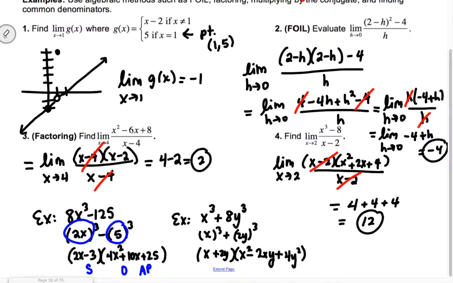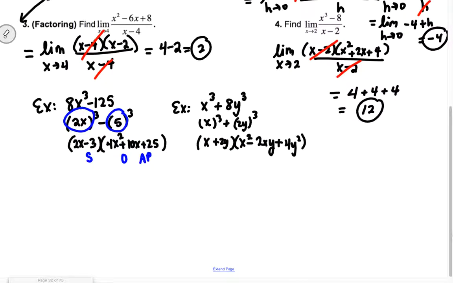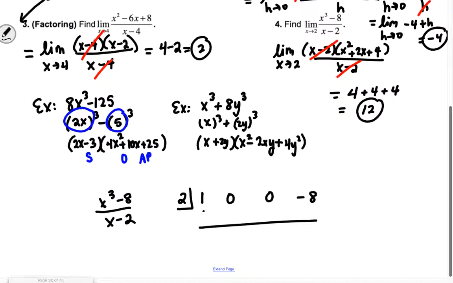So what I would do is I would remember synthetic division. Do you guys remember synthetic division? You looked up like, wait, what? So if you have x cubed minus 8 divided by x minus 2, you could put 2 in the backwards L, 1x cubed, 0x squared, 0x, minus 8, and you can divide it out. So we drop the 1.